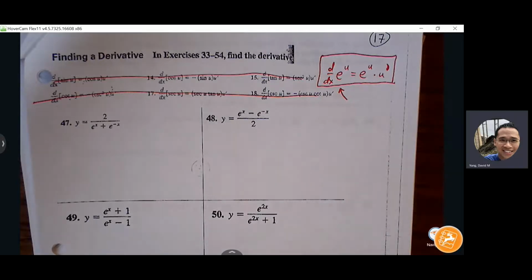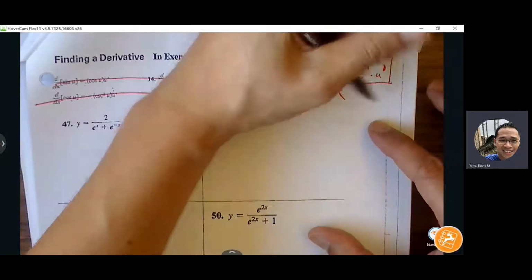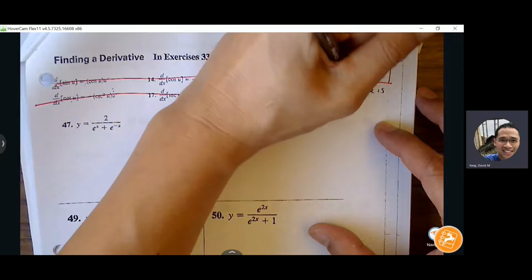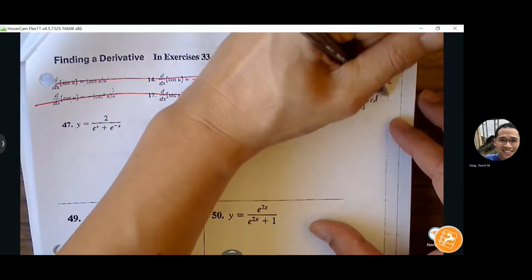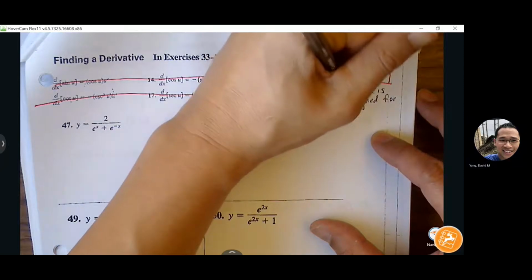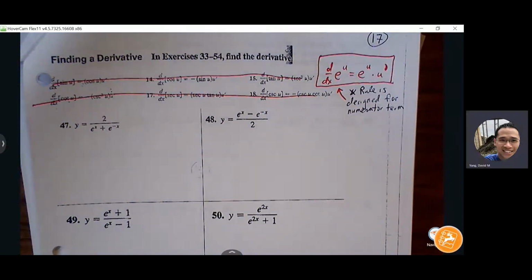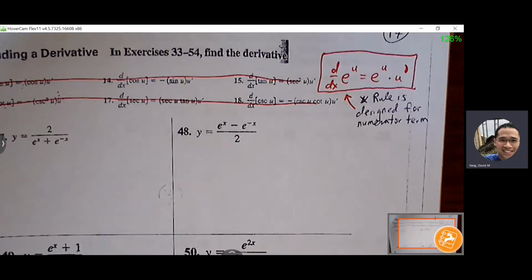However, this is made, it's meant for the numerator. Okay, so this rule is designed for a numerator term. Okay, so it's just like with power rule, right? With power rule, we always said, okay, the variable has to be up top, right? We can't do power rule if the variable is stuck in the denominator. Same thing here. This e to the u rule can only be effective if it's in the numerator. If it's not in the numerator, we have to find a way to get into the numerator before we can use that rule.